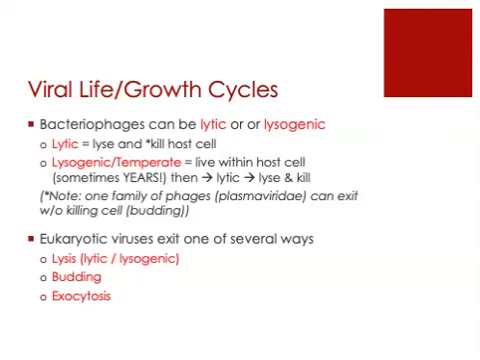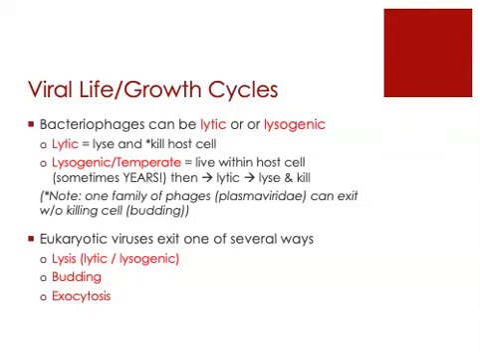Eukaryotic viruses are very different. Eukaryotic viruses, as you might expect, have a wider range of life cycle options. Yes, there are lytic eukaryotic viruses, and there are lysogenic eukaryotic viruses. But the way that eukaryotic viruses exit host cells has a little more nuance in it. There are eukaryotic viruses that can bud out of a cell. Remember, we said a lot of animal viruses are enveloped. They bud out of the cell and they take a little piece of the cell membrane with them.